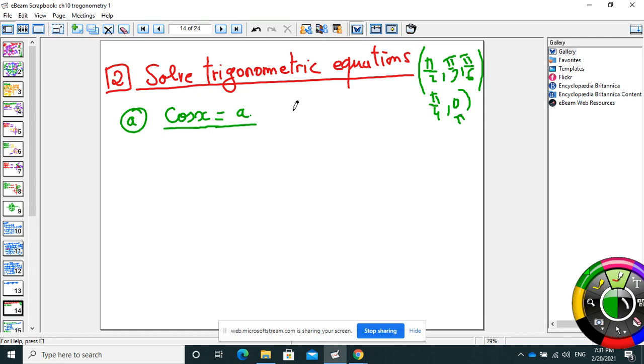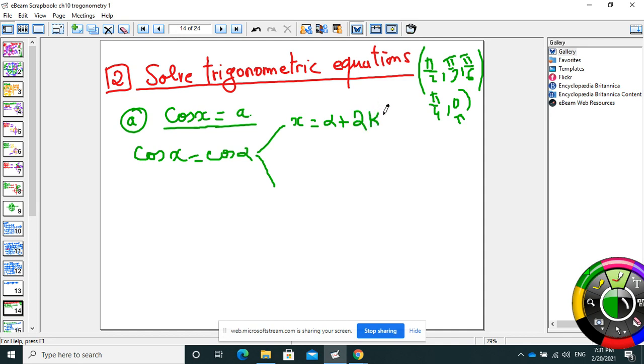When I have cosine x equal to a number a, I need to write it first in the form of cosine x is equal to cosine alpha, meaning cosine of an angle. Okay? And then once I write cosine x equal to cosine alpha, I can compare: x will be alpha plus 2k pi.